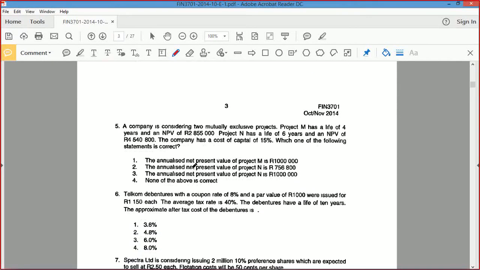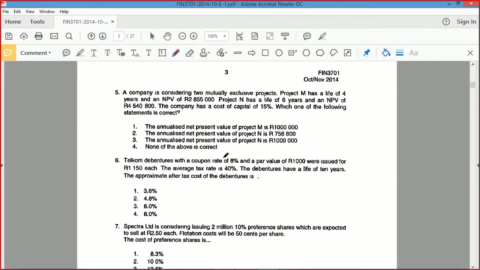None of the above is correct. Okay, for this one, be careful. I think your working wasn't correct. Just do the calculation again using your calculator. Remember, they said annualized NPV. So you need to use the NPVs as your PV, and then you're solving for the payments.